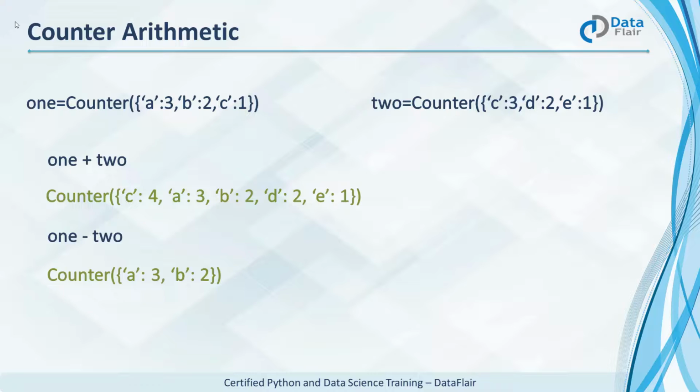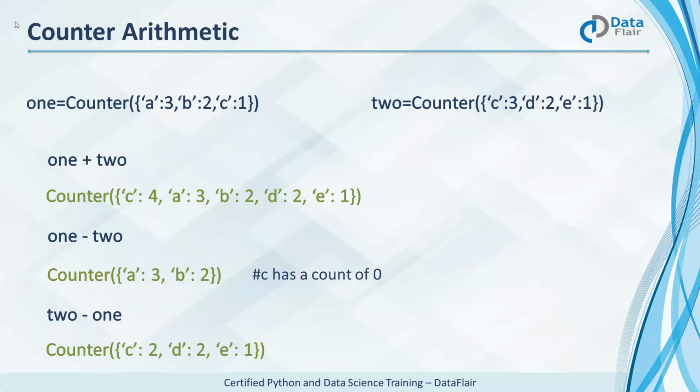Subtracting 2 from 1 subtracts the counts of 2 from those of 1. A and B are not affected. C had a count of 1. This is now 0, and D and E already did not exist in 1. And 2 minus 1? By the same logic, we have the result.